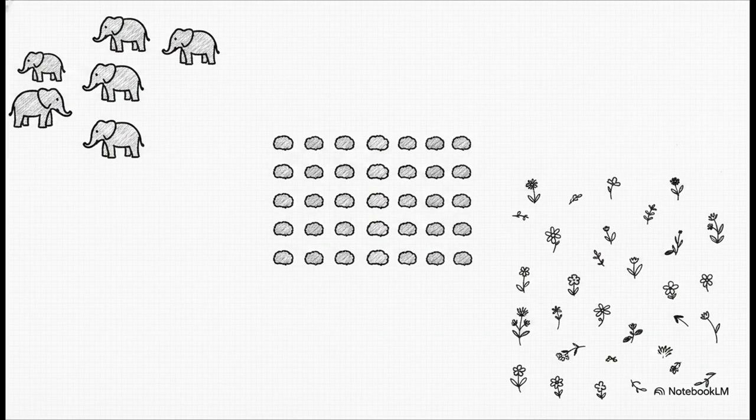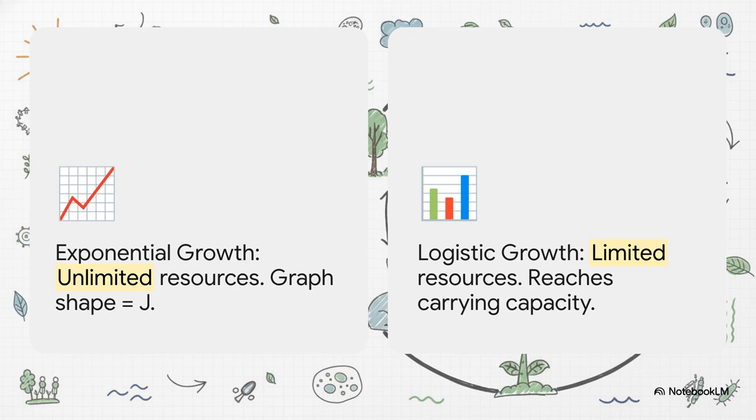Perfectly and evenly spaced out, usually because of human planting or sometimes fierce natural competition for resources. And then you have random dispersion, like wildflowers. They literally just spring up wherever the wind happens to drop their seeds. No pattern whatsoever. Now, how do these populations actually grow?